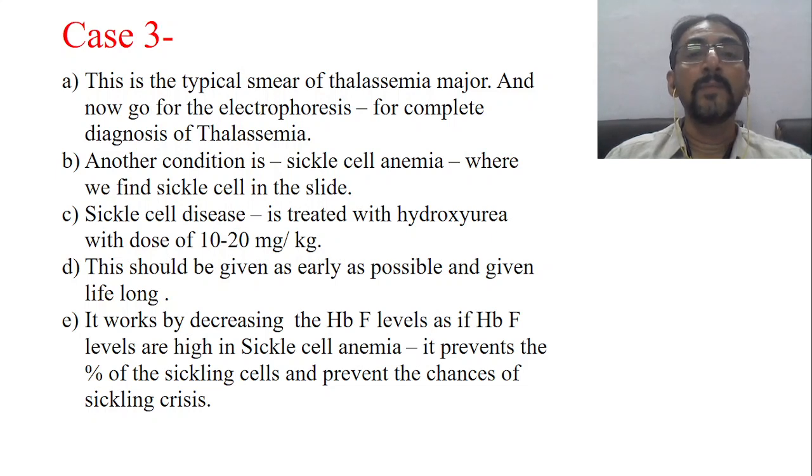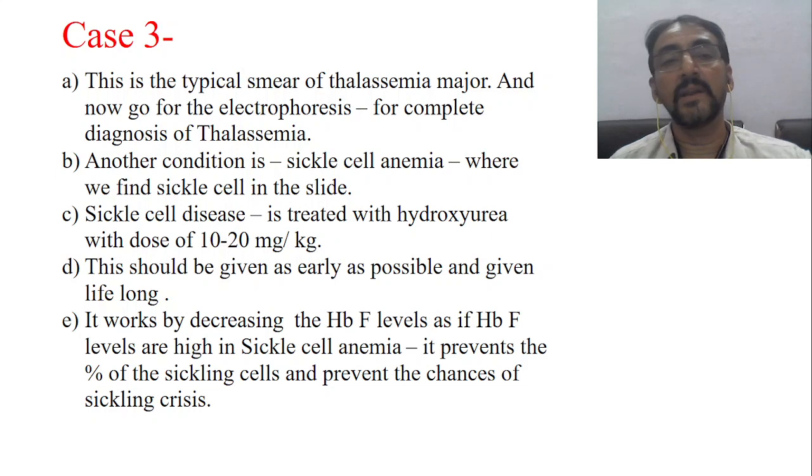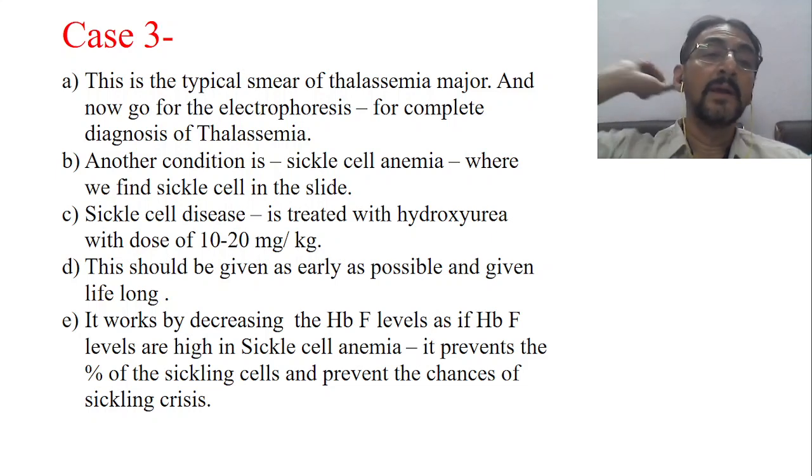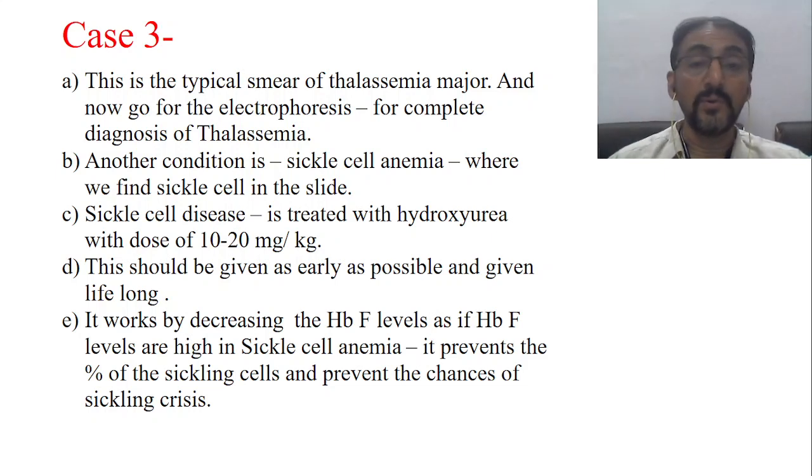So now for the complete diagnosis of thalassemia, we have to go for the electrophoresis. So electrophoresis means the blood you draw, you have to centrifuge it, do centrifugation for the serum. Now that we will do. Before that, another condition is sickle cell anemia. Okay, so this hereditary history is there, it can also be sickle cell anemia.